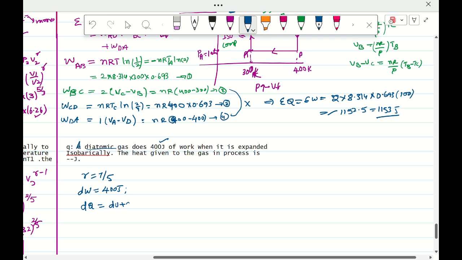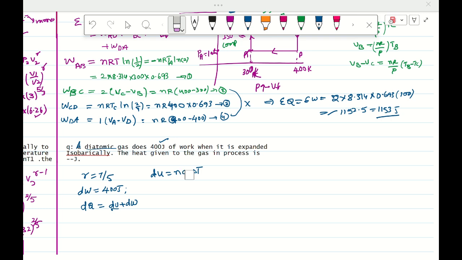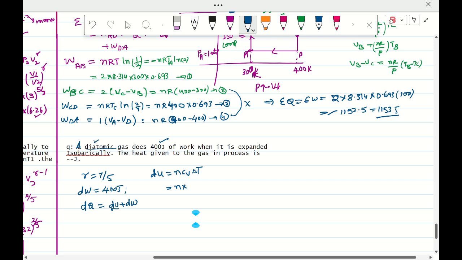dQ is equal to dU plus dW. dW is already given, so the dU value we have to find out. To find dU, in all processes dU is equal to nCvΔT. Since a diatomic gas is given, Cv is 5R by 2, so dU is n into 5R by 2 into ΔT, that is nRΔT into 5 by 2.